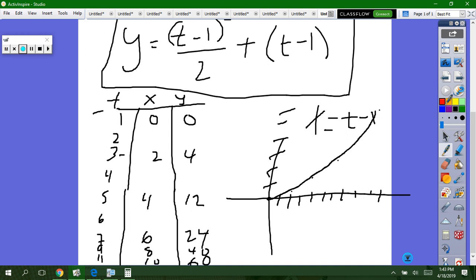Good job for you. The only thing that's different, guys, on this graph versus the other graph is we have to say this is when t was 1. This is when t was 3. This is when t was 5. And so on. This is when t was 11. You guys see what I'm saying?